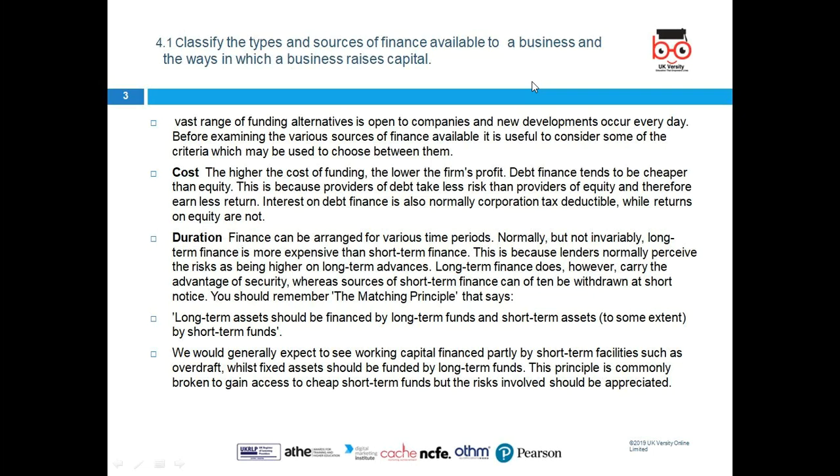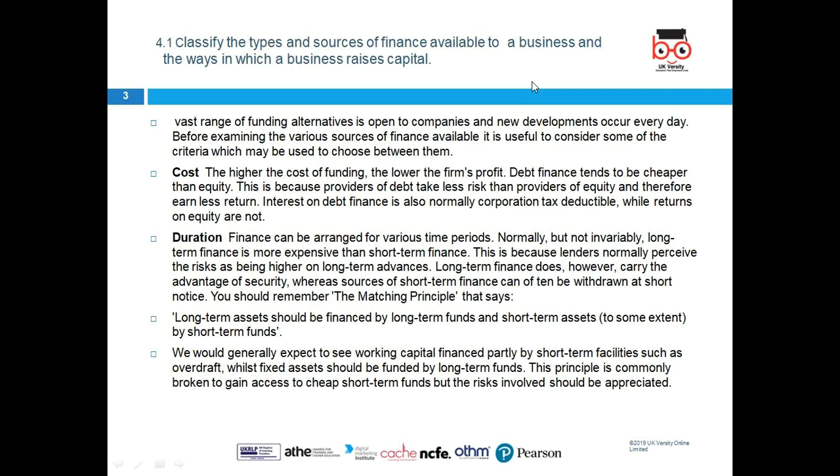Okay, duration. Then we need to look around the duration, how long we really need the money. So finance can be arranged for various time periods. It can be variable, or long term, or more expensive short term, like an overdraft facility, which is normally more expensive than borrowing money for a long period of time. So we need to consider which option is best for us. Always we do the cost and benefit analysis, and we need to look around what is the business requirement.